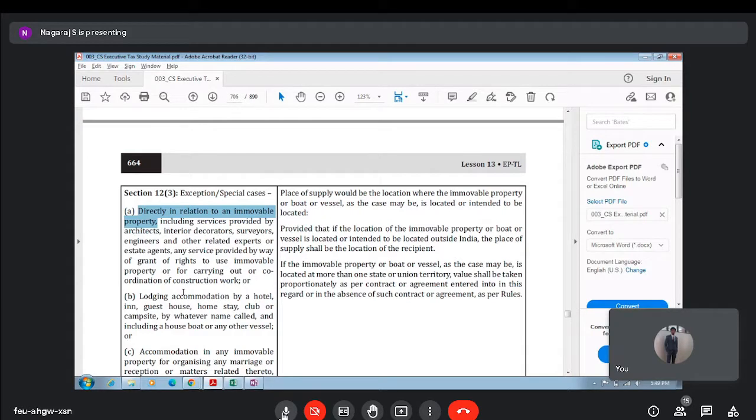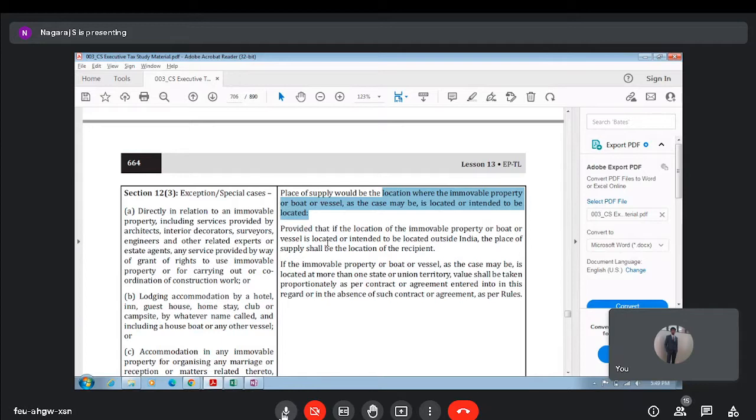The place of supply will be the location where the immovable property is intended to be situated. What is that place of supply? It will be the place intended. Intended to be situated.